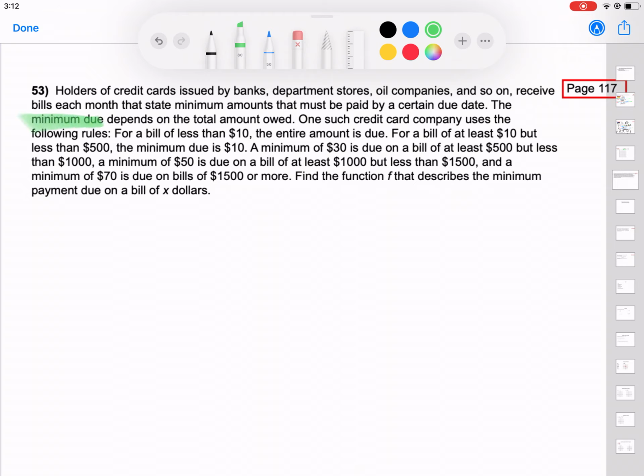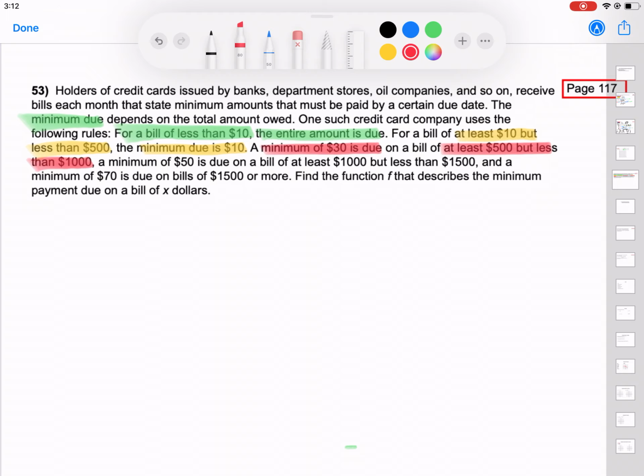So for this credit card, we have these rules. For a bill of less than $10, the entire amount is due. Okay, so that's pretty important. For a bill of at least $10 but less than $500, the minimum due is $10. And then a minimum of $30 is due if it's at least $500 but less than $1,000.